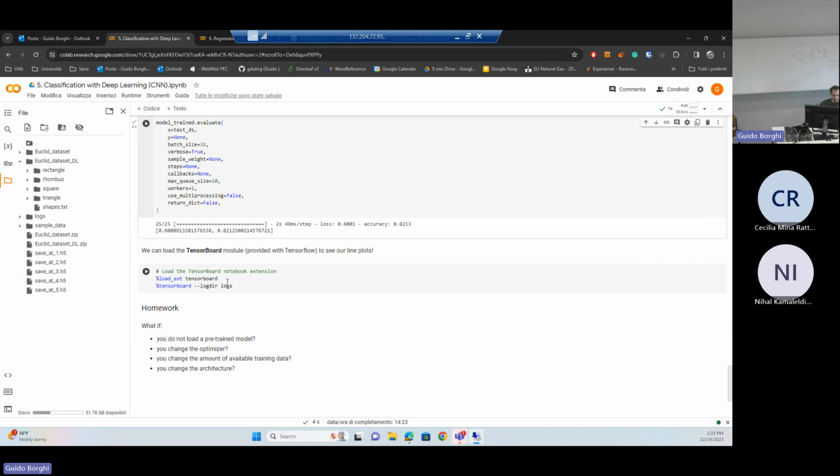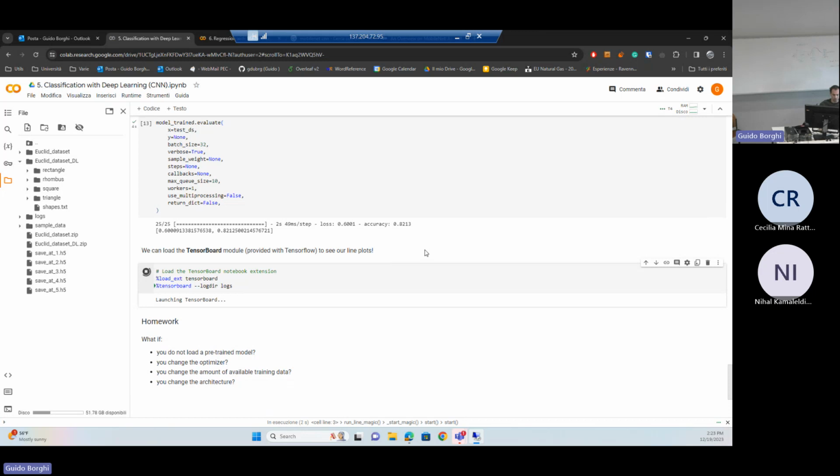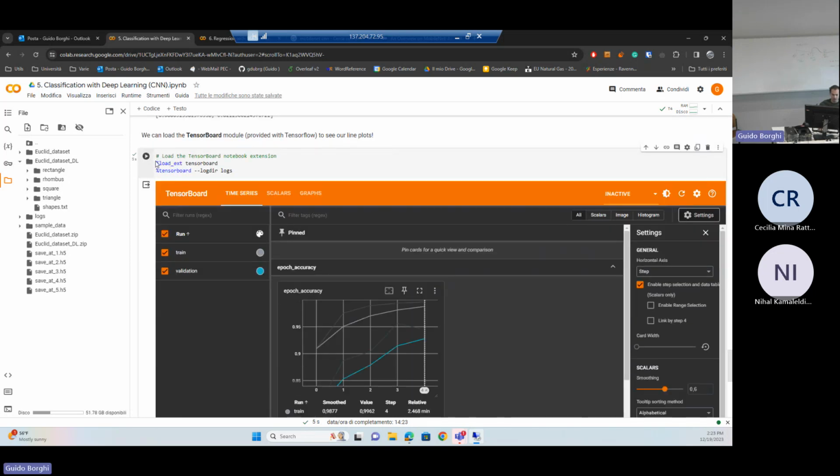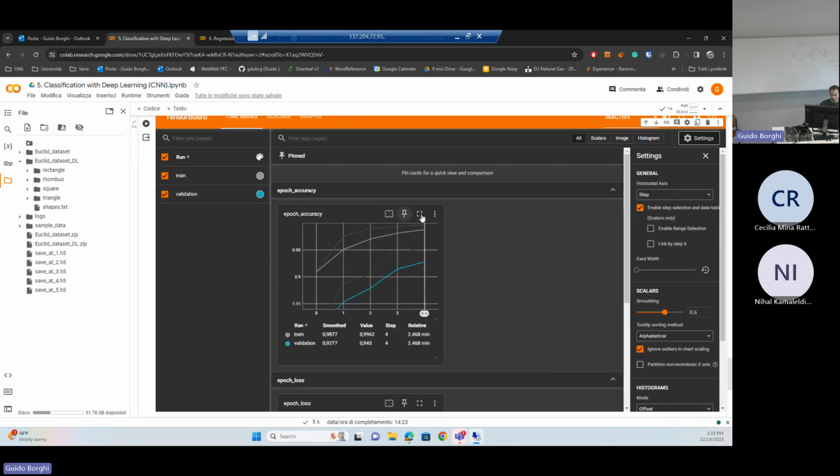You can help yourself using also the TensorBoard module. That is pretty important since you can understand the learning curve, and so you can see if there are overfitting phenomena or something similar.